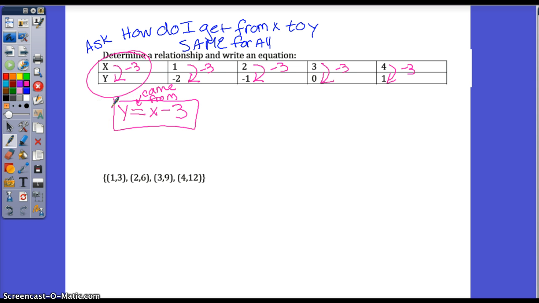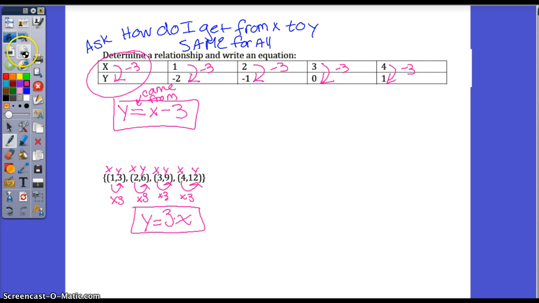Now with ordered pairs, I think sometimes it's easier to see it as a table, but let's just ask ourselves, this is my x, this is my y, this is my x, this is my y, and so on. How do I get from 1 to 3 the same way I get from 2 to 6, same way from 3 to 9, the same way from 4 to 12. Oh, times 3, times 3, times 3, and times 3. So how do I get from x to y? y equals 3 times x. And again, always put your coefficient first.